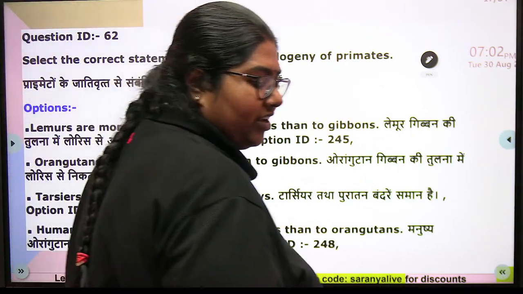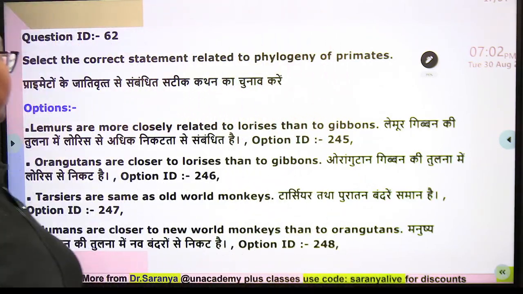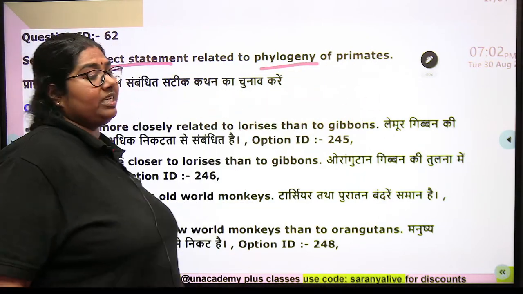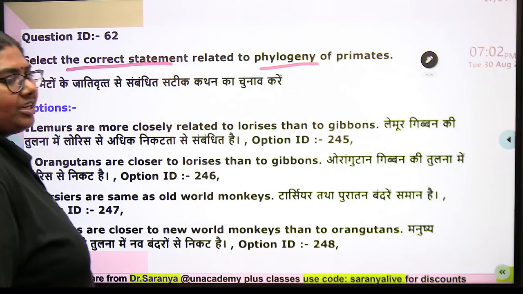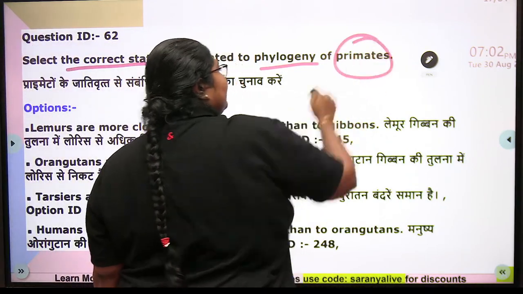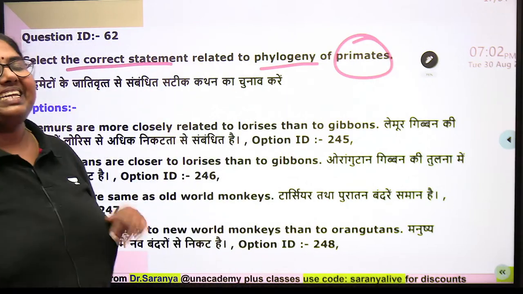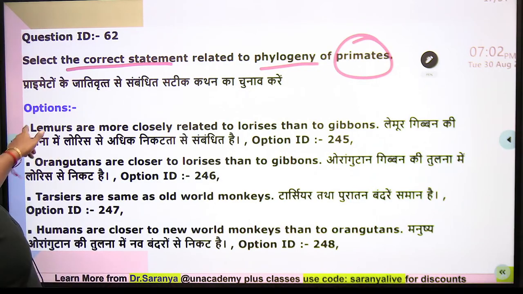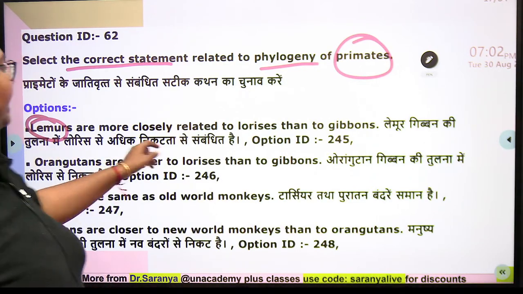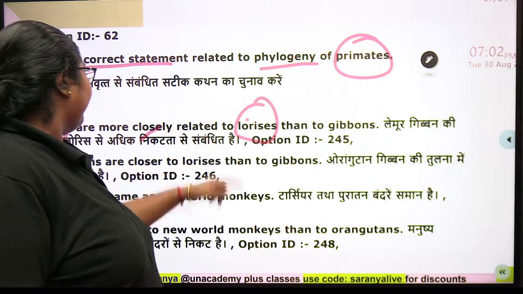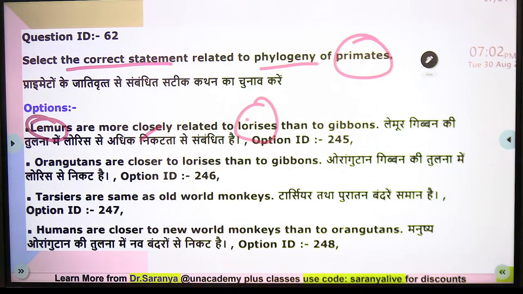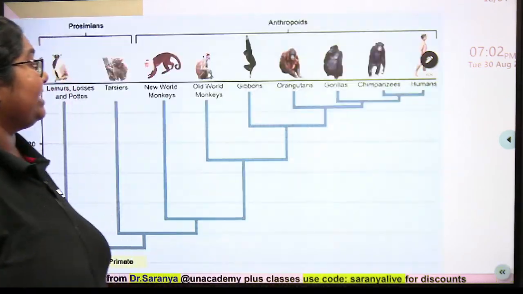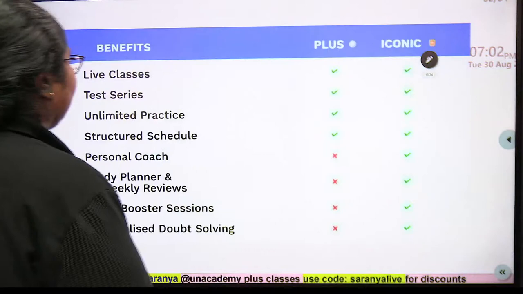Okay, so see the next question. This is also one of our favorite questions. We could have done this many times before the examination. Select the correct statement related to phylogeny of primates. If you remember, I told you several times in the last batch, this will definitely come. Ultimately, it came, right? Okay, so follow those topics without fail. Right, so lemurs are closely related to lorises than to gibbon. Exactly correct, yes? Okay, so you have to memorize a trick such that you can solve this question easily. Okay, so let us see what that is.